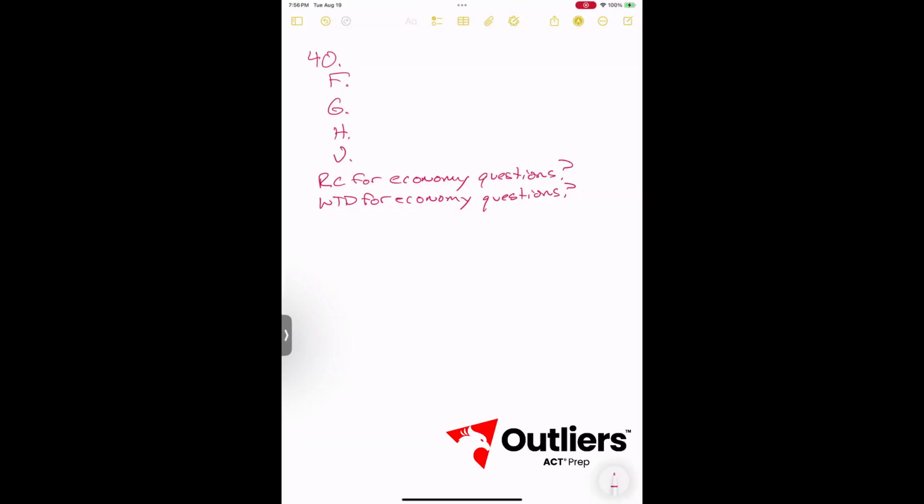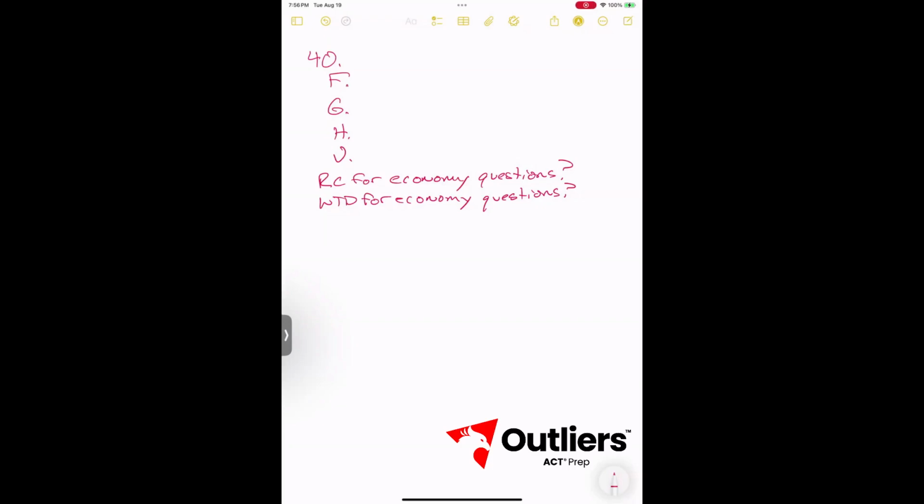What is the RC for economy questions? Three longer answers and one shorter answer. So if you see three longer answers and one shorter answer, you have an economy question. And a delete option is a really short answer. It means there's no words there. So that is almost always going to be an economy question, very often.